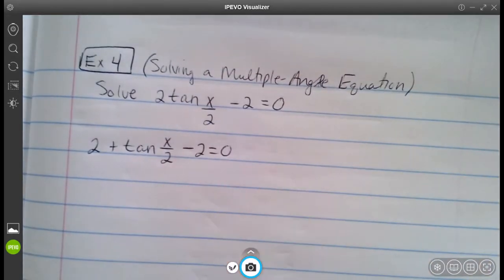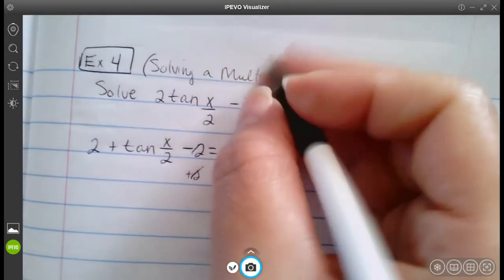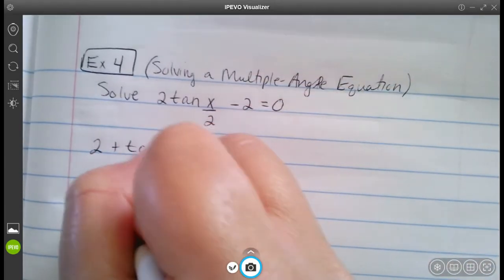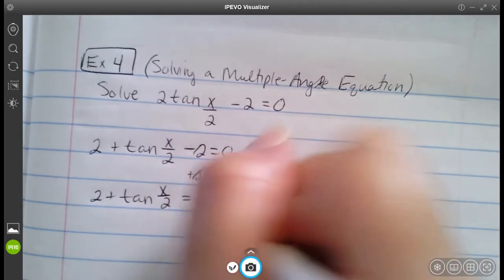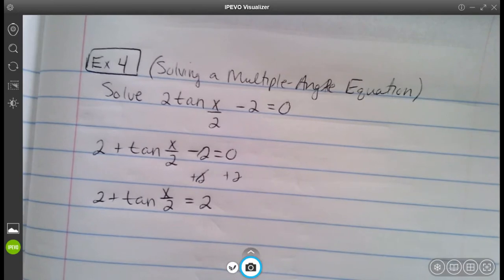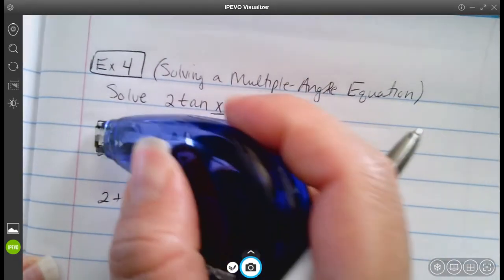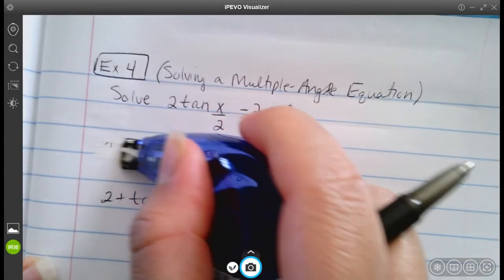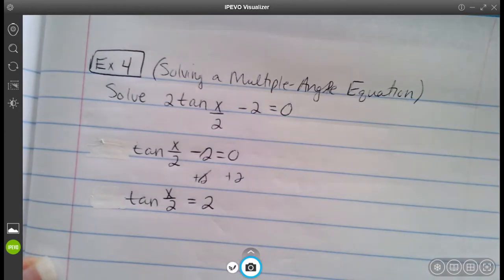I'm going to start by moving my 2 over, so plus 2 plus 2. Okay, and that's going to give me 2 plus tangent of x over 2 equals 2. Oh, I changed the value, didn't I? Be careful here. I don't think I'll edit this out. I think I'll just leave it because it has been one of those weeks, guys.